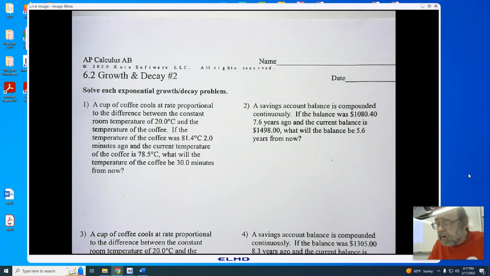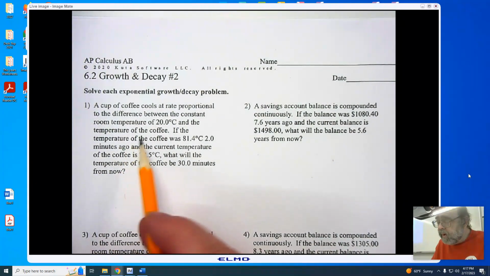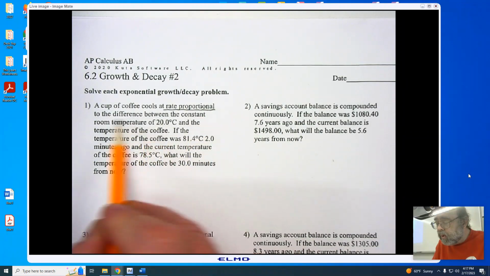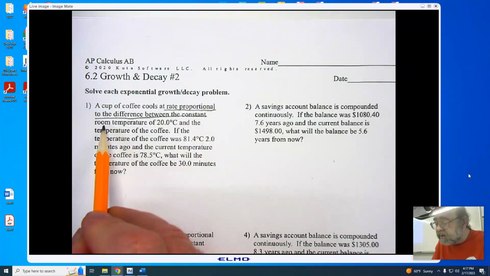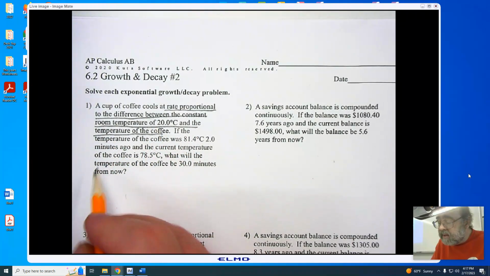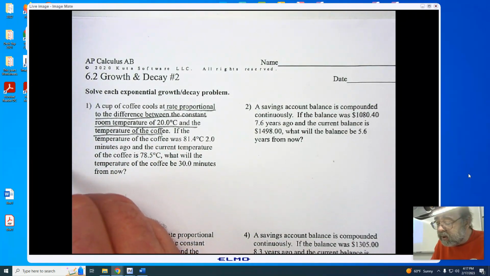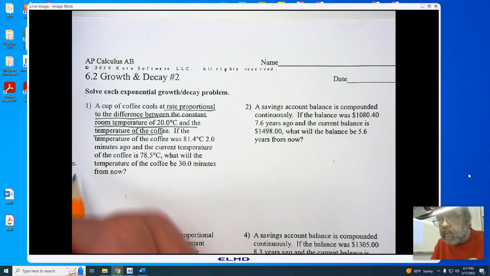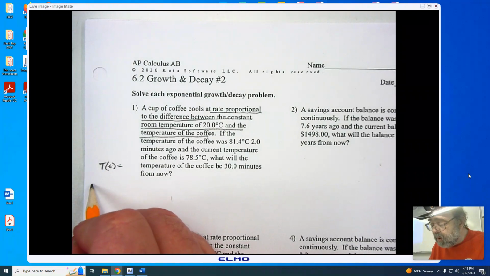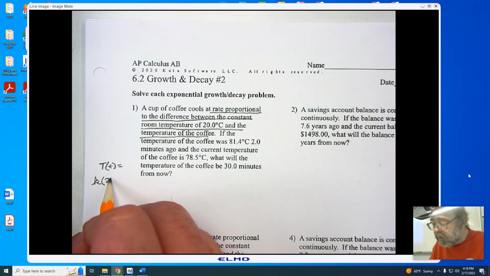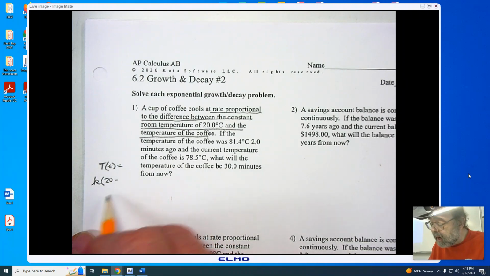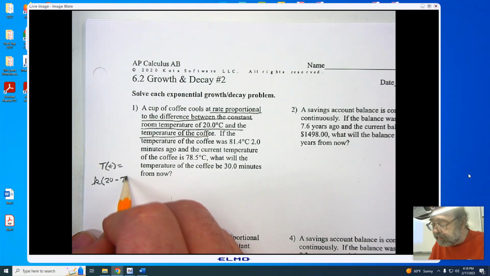All right? So be aware in this, what we are looking for is the rate of change, a rate proportional to the difference between the constant room temperature and the temperature of the coffee. This is giving us our temperature in terms of time is equal to, let me make sure you can see that, our constant times 20, and then we have plus or minus our temperature T.